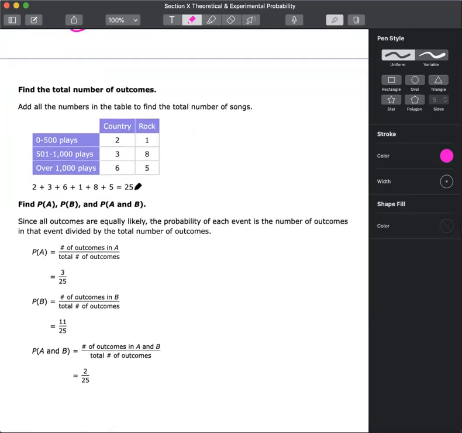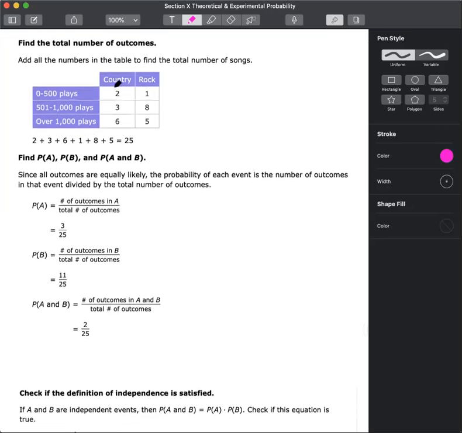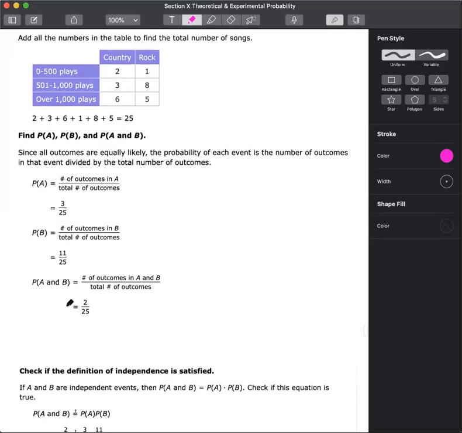So you add up all the total. It's going to be 25. You add all those up together. Event A is going to be 3, so we're going to cross right here, 0 to 500 is going to be 3/25. And probability of event B is going to be 11/25, so I'll be adding up all the country music. And then the last one, the combined one, is going to be 2/25, the outcomes of A and B.